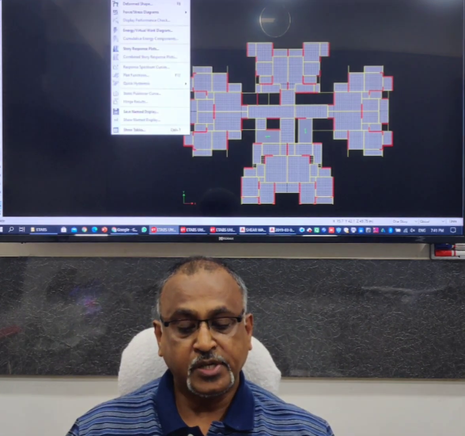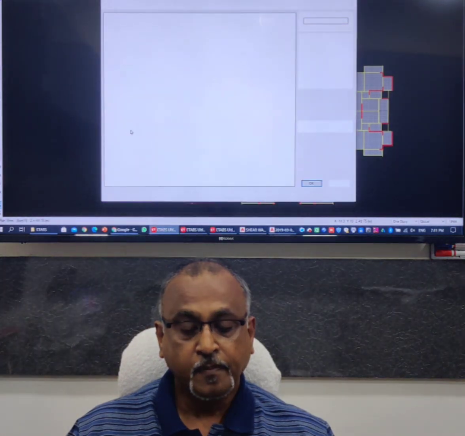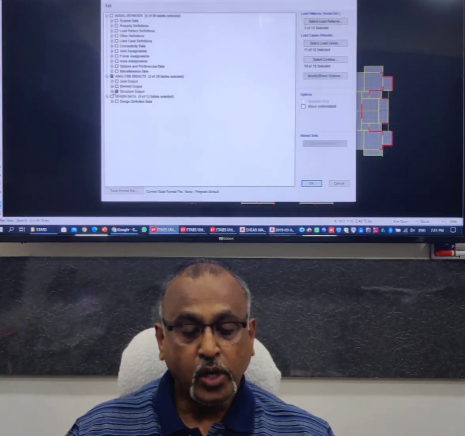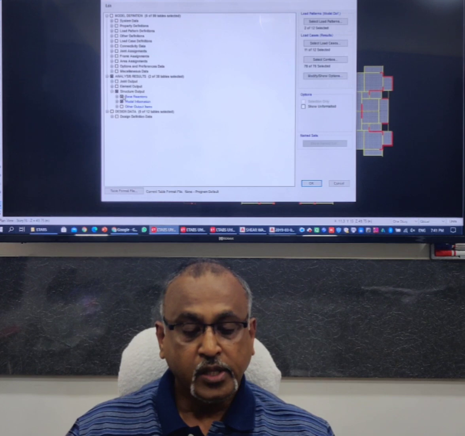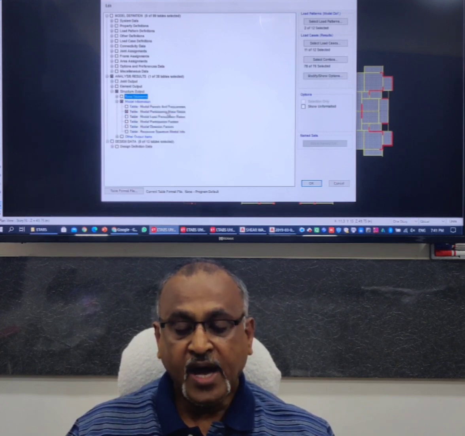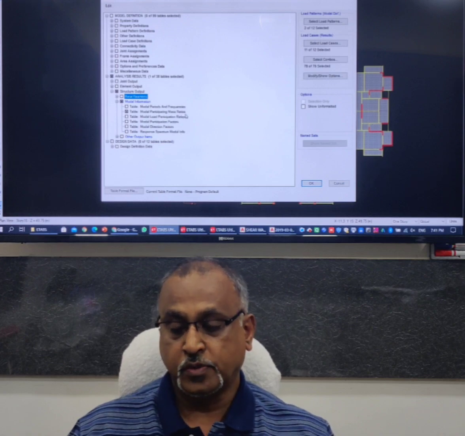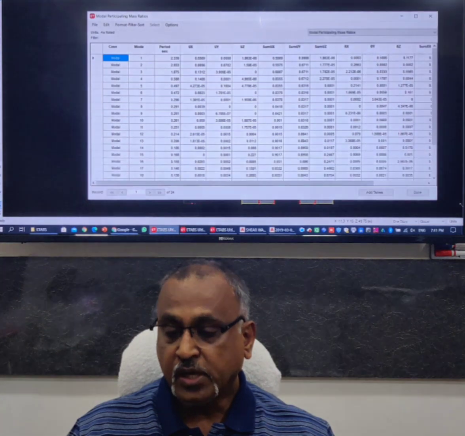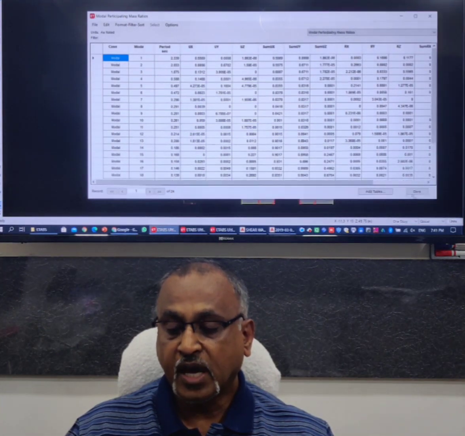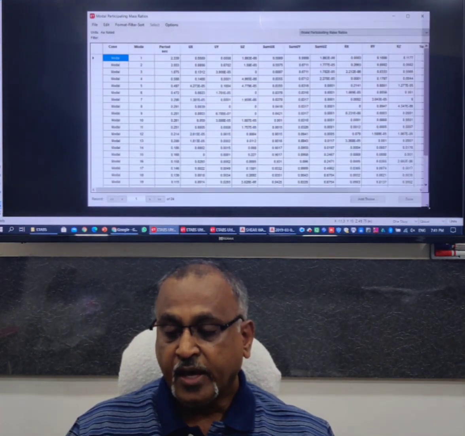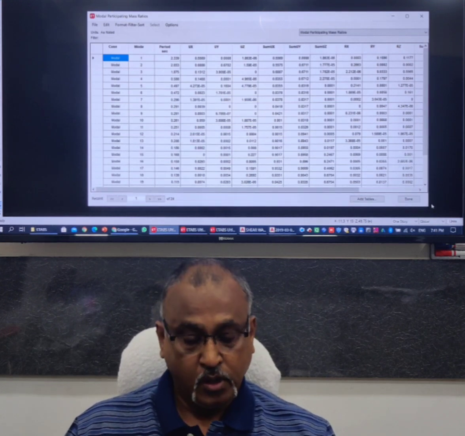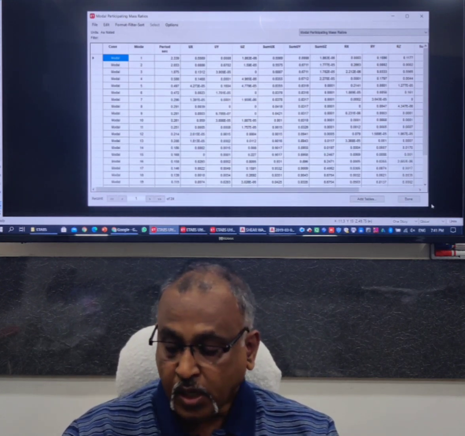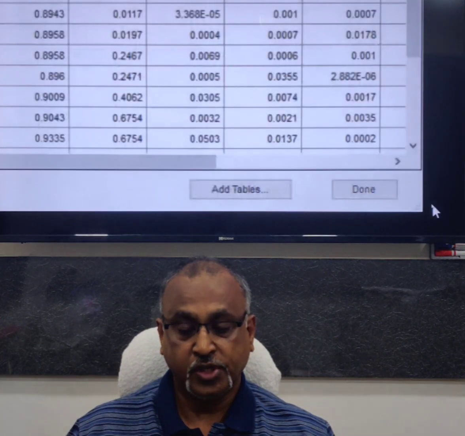So let us go to the mass participation table, show tables. Here we will go in this structure output. In this structure output, we will see here modal mass participation mass ratios. Okay, so we have come to this table. I'm just opening the table completely here till this RZ, and now you can see what improvement happened in the structures.